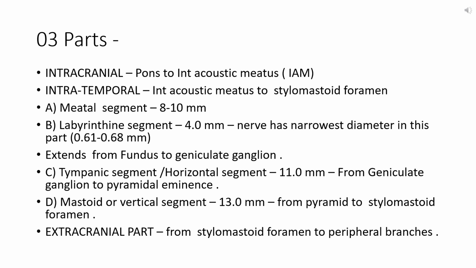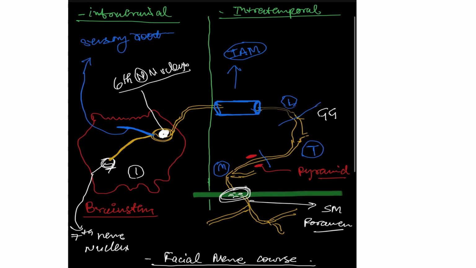Coming to the last and third part, that is the extracranial part, it extends from the stylomastoid foramen to the termination of the facial nerve in the form of its peripheral branches. So that was all about the three parts. So here is a handmade rough diagram of the course of the facial nerve. This is a handmade diagram. You can also draw this in your exams very easily.